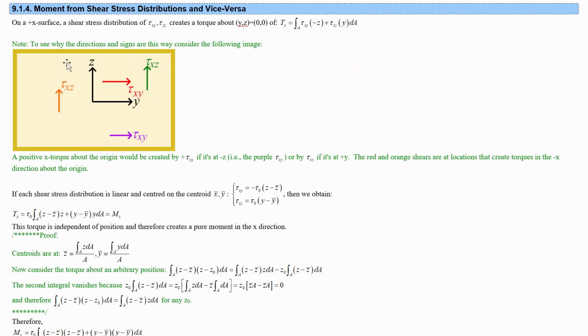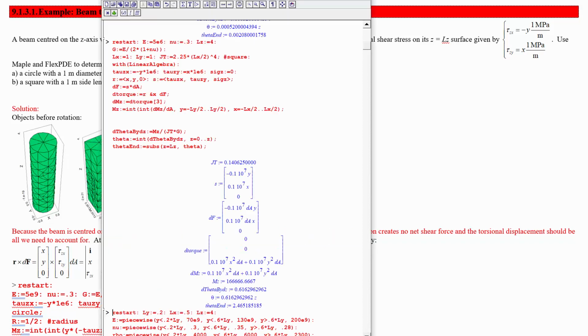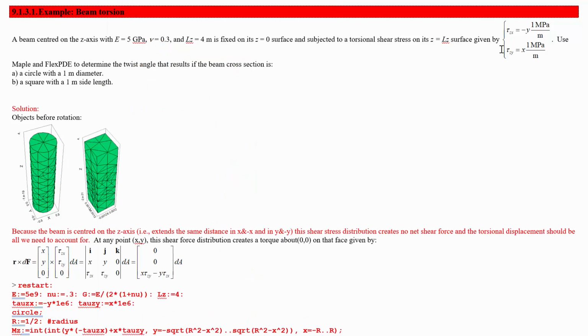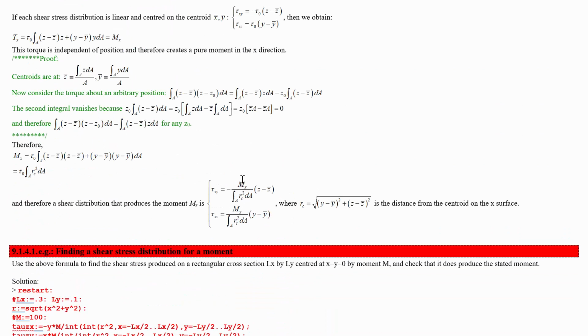So part of what made that example a lot easier to do in FlexPDE is the fact that we started with a shear stress distribution, and that meant we had some work to do in Maple to figure out what moment that meant, but in FlexPDE we already had it in the stress distribution. What if we wanted to go the other way? What if we wanted to start with some moment and figure out the stress distribution that we would need?